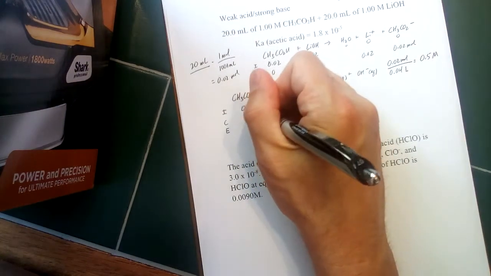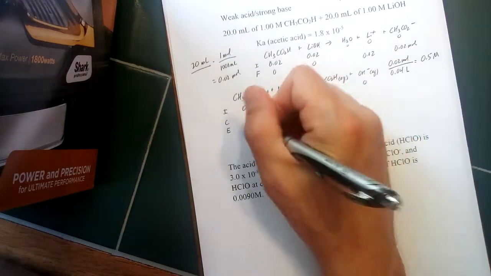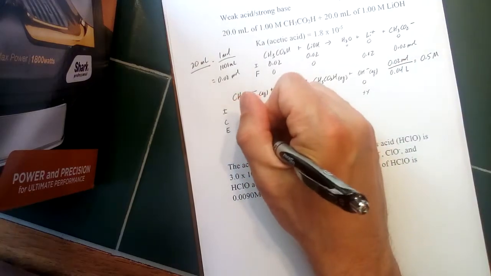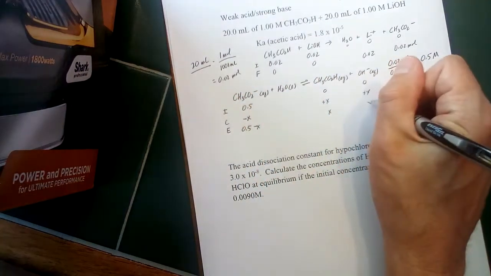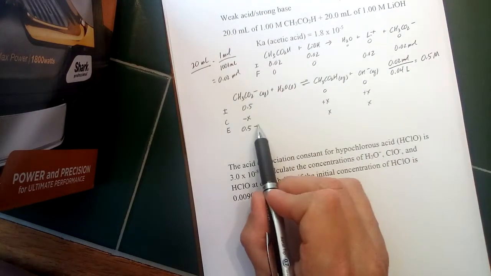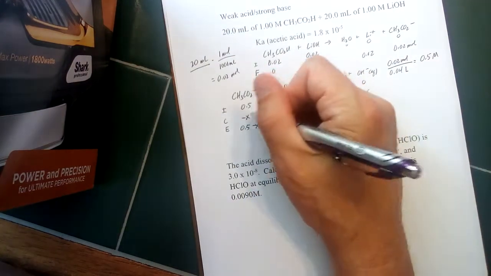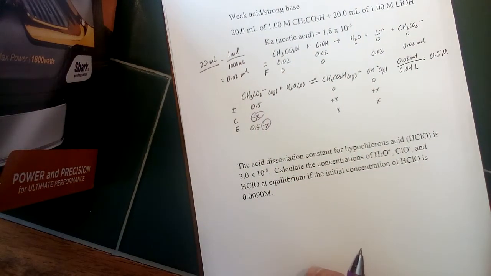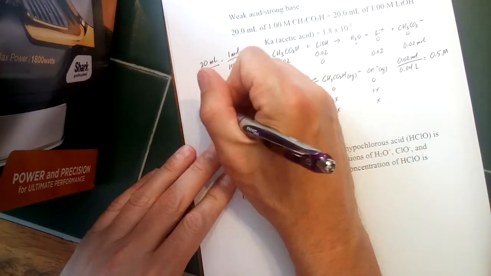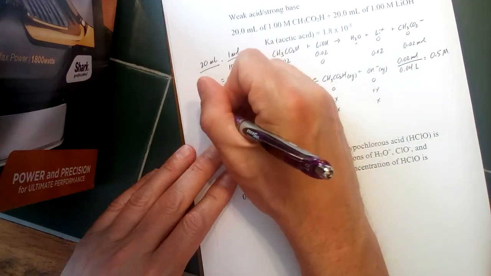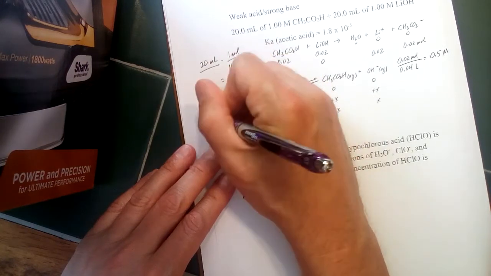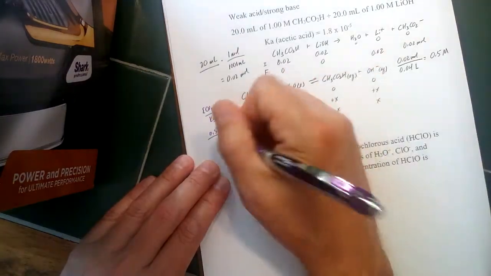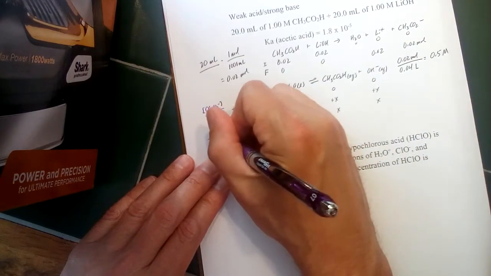If we start with 0.5 and there's no products yet initially, that means we're going to lose some of our reactant, gain some of our products. At equilibrium, we'd have 0.5 minus x and x. Now, this x, can we eliminate this x here, this change? This would be where we want to compare our concentration to our equilibrium constant, right? Our concentration of our acetate to the Kb that we're looking at. That would be 0.5 over 5.56 times 10 to the minus 10th, right?